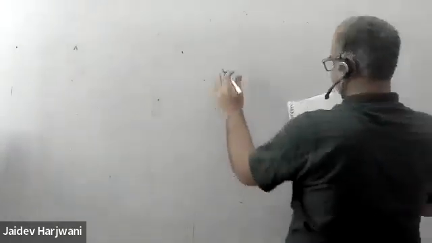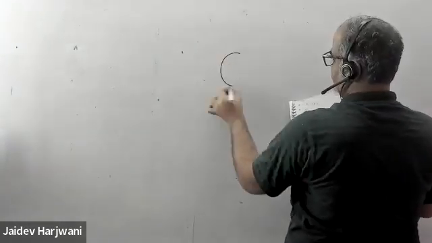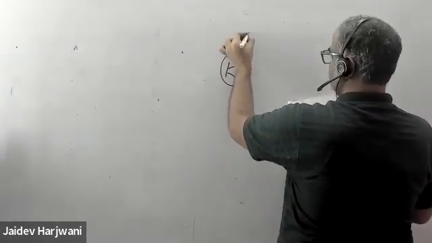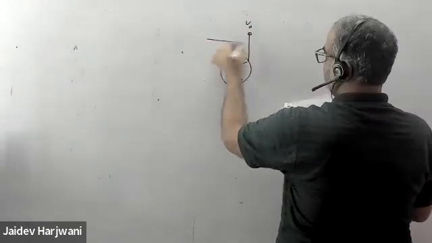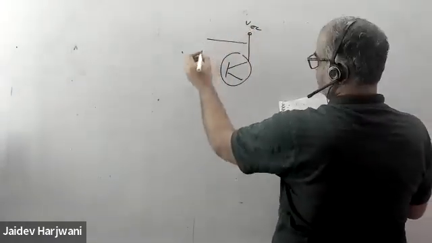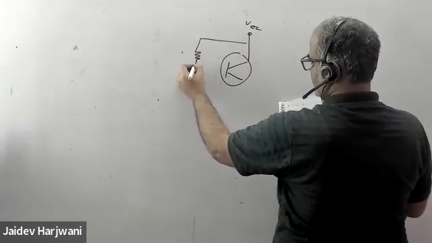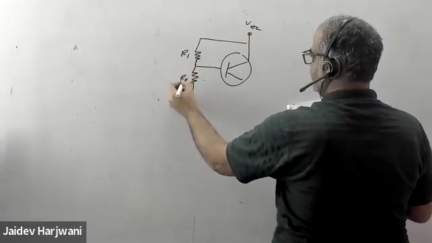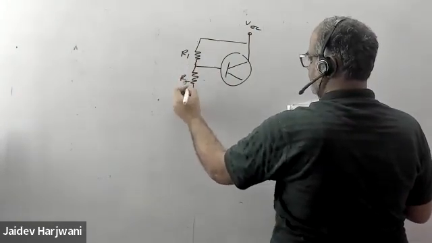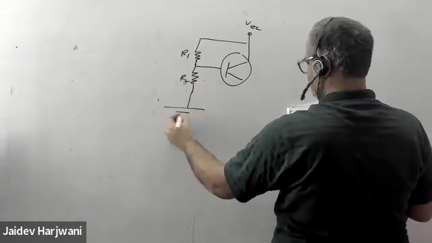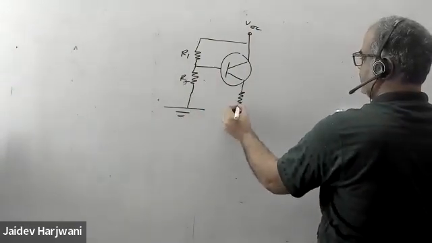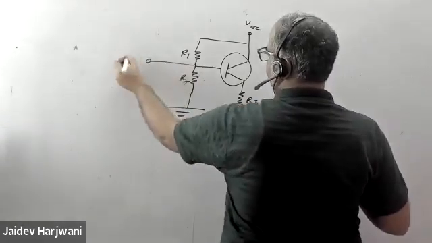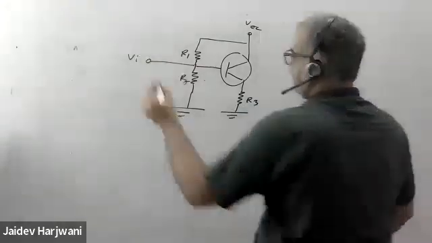So I have a transistor. V naught, VCC, R1. So this is R1, R2. And this is your R3. And here I'm giving V input. This problem came in GATE 2017.